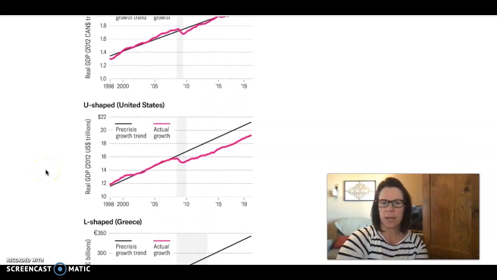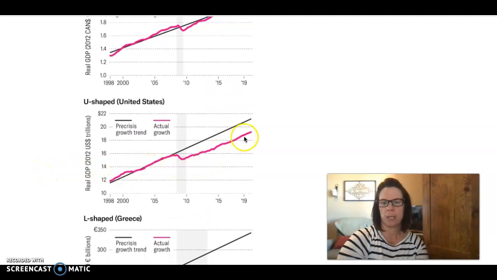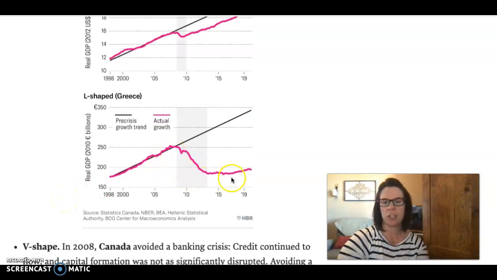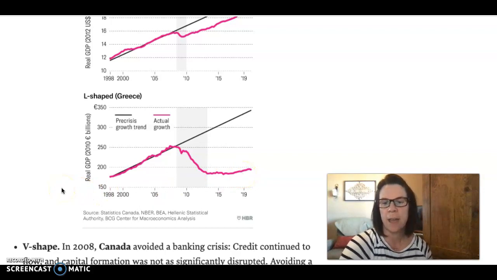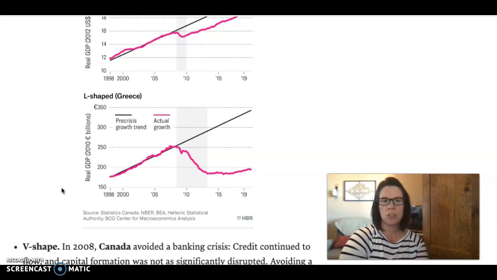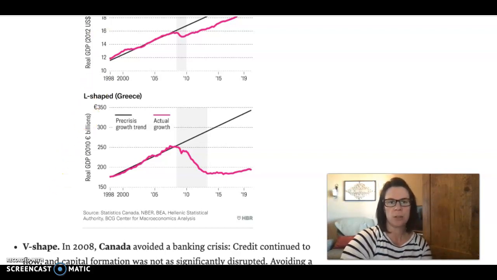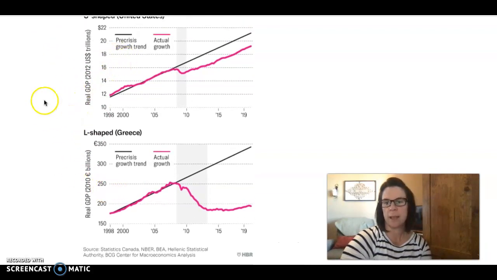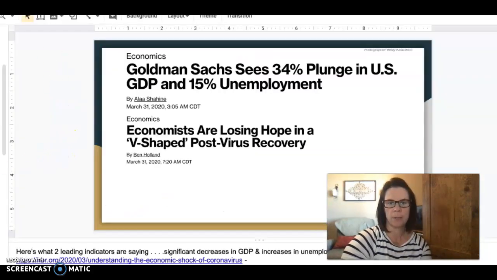The United States, on the other hand, in 2008, experienced more of a U-shaped economy. They're not quite back up to what that growth trend was before we hit our 2008 recession. And then Greece has an L-shaped economy. An L-shaped economy means that their economy never truly rebounded back to where it needed to be. So when we see that headline of economists losing hope in a V-shaped economy, that means that they think it could be more like this U or this L. And we definitely don't want our economy to be like that L. We want it to rebound.